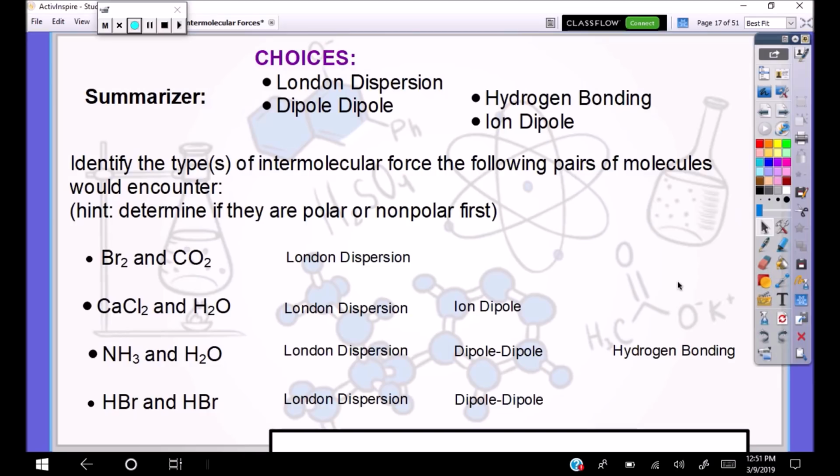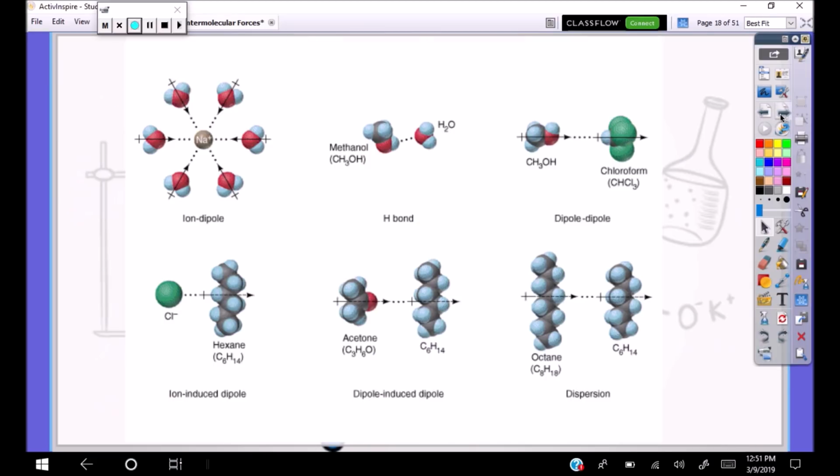NH3 and H2O. NH3 can have hydrogen bonding, and so can water, so this mixture definitely is going to have a high boiling point as a result. It has all three. And HBr has dipole-dipole forces and dispersion forces. Here's another nice little graphic just looking at some diagrams of each of the different forces in action. Might want to pause and just digest what's happening here.